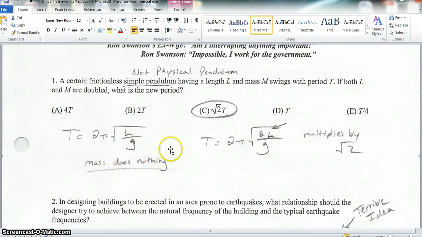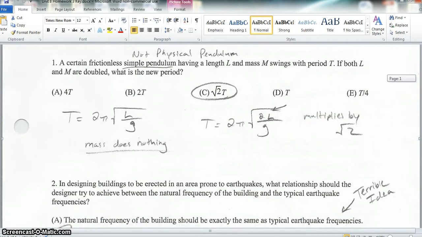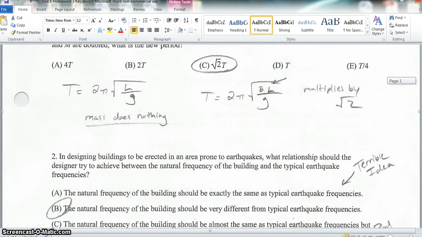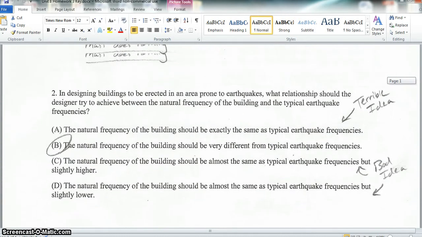So by doubling both the mass and the length, the only thing I'm actually changing is the length, which multiplies the period by a new factor of √2. So option C is my correct choice for that first question. Again, feel free to pause if you need to, but I'm just going to keep moving to save us all some time.